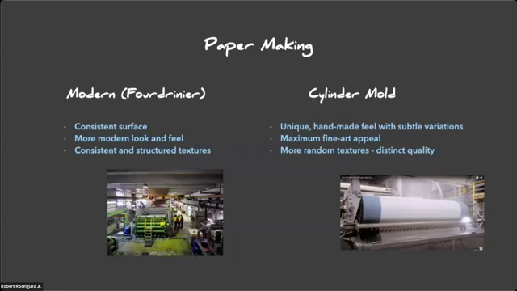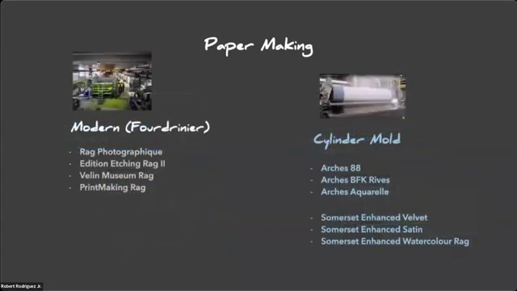So why is this important? Well, these are two types of matte papers. And when you look at Canson's line of papers, you'll notice that some of the papers have the name Arch in front of them. So for example, Arch 88, Arch BFK Reeves, Arch Aquarelle, and then some have the Somerset name. This has to do with where the papers are made, the mill.